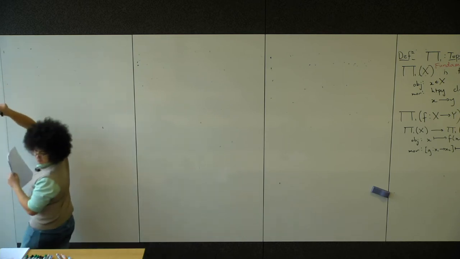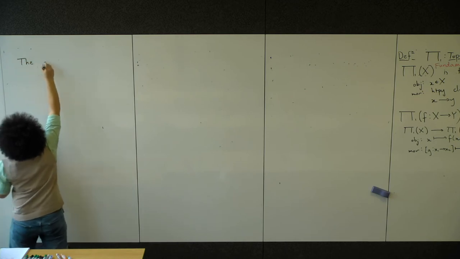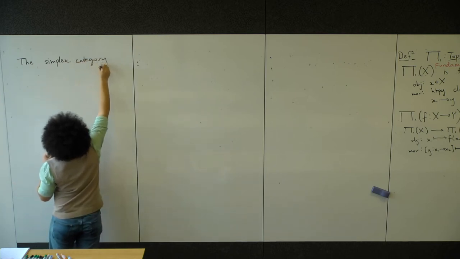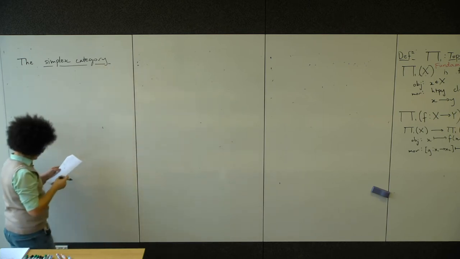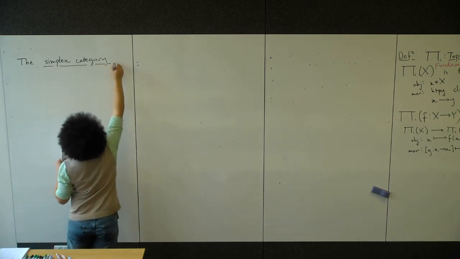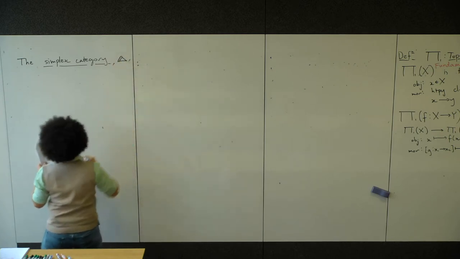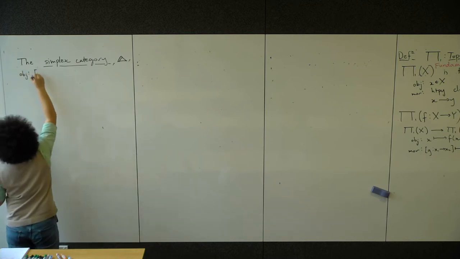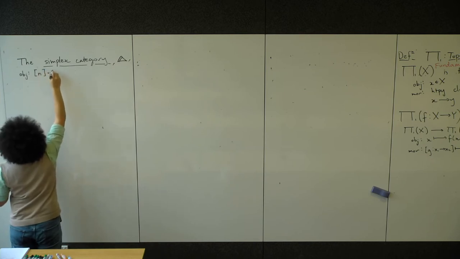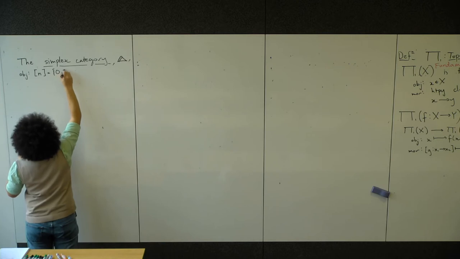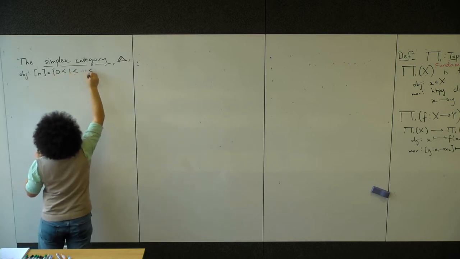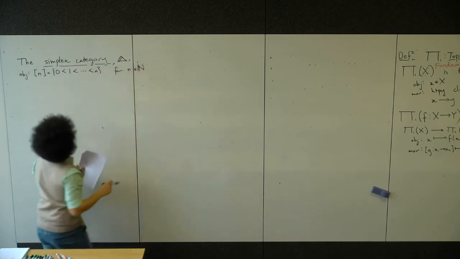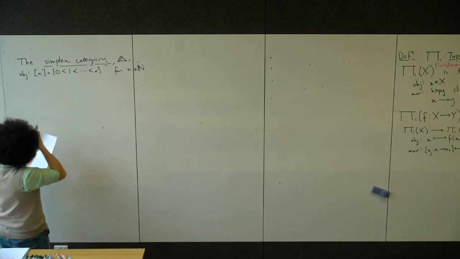The simplex category, which we will call delta, has the following objects. Its objects are sets N with a total order on them, for all natural numbers. As I said, we include zero as a natural number because we are not heathens.